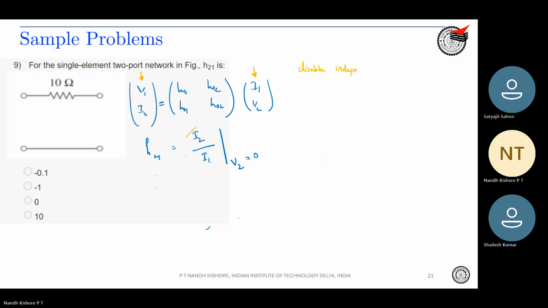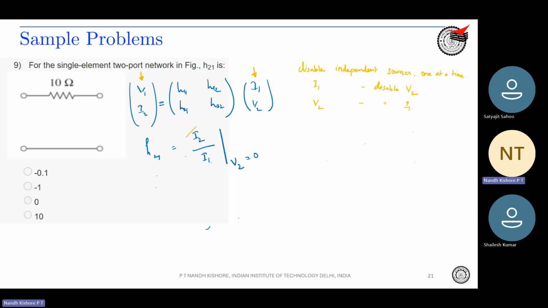Disable the independent sources one at a time. Correct? So when I see the effect of I1, what you will do is disable V2. And if you want to see the effect of V2, you will disable I1. Okay. So if you want to disable a voltage source, what will you do? Short circuit, sir. Sorry, open circuit, sir. Open circuit. Well, for a voltage source you have to short circuit. Correct. Okay.